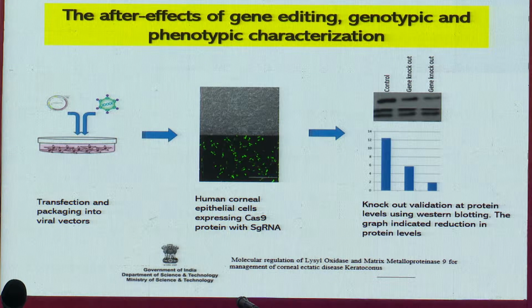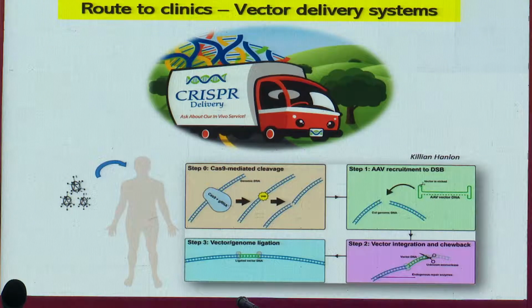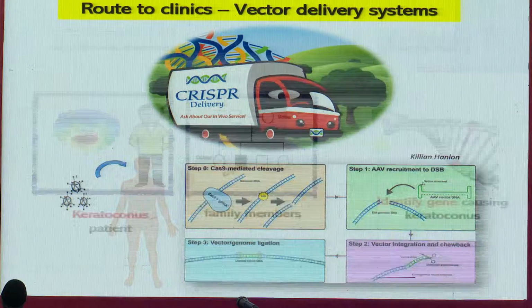The graph here is indicating the reduction in the protein level after gene knockout. We are also improvising on the vector delivery system to find more efficient ways to deliver these gene editing tools to the target cell. This work is already being done in Nara and Nethralaya.